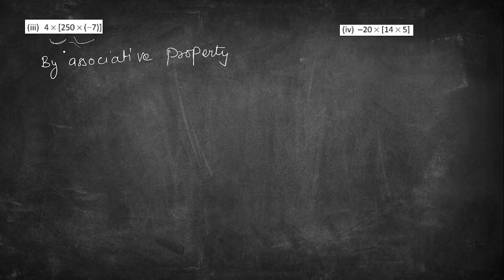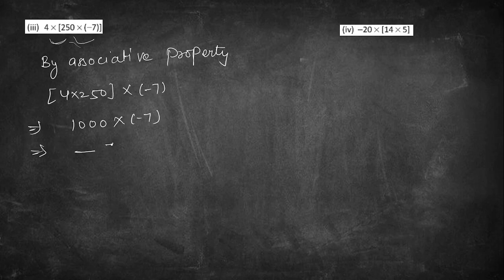this will be 4 into 250 multiplied by minus 7. Now 4 into 250, 4 twos... 4 into 25 is 100, so 4 into 250 is 1000. 1000 into minus 7. Now 1000 is positive, 7 is negative, so plus into minus is minus, and 7 into 1000 will give you 7000. So the answer is negative 7000.